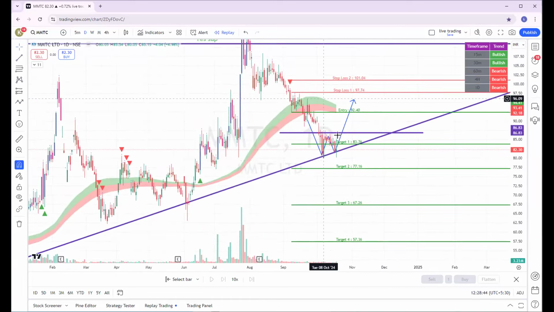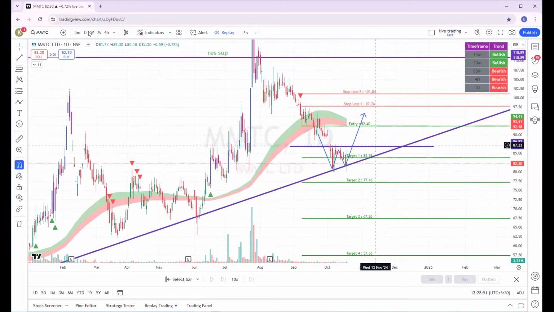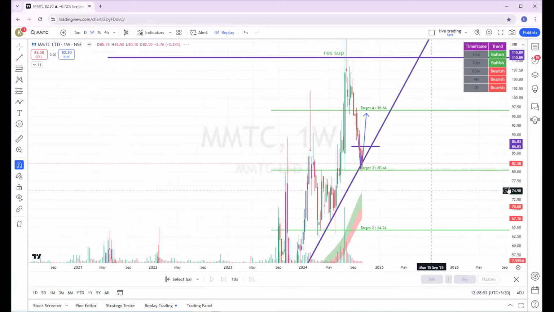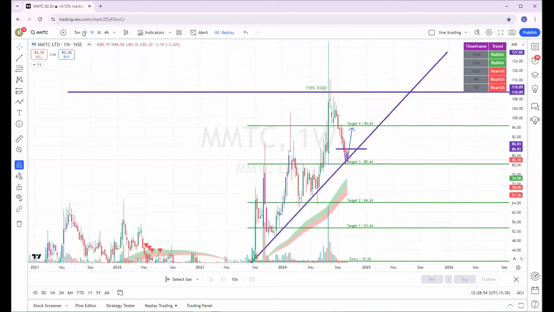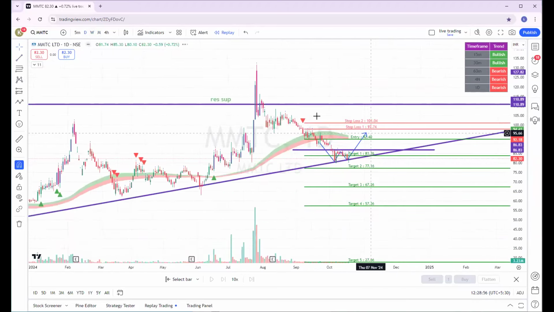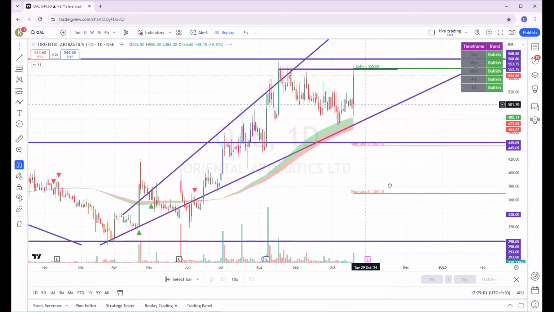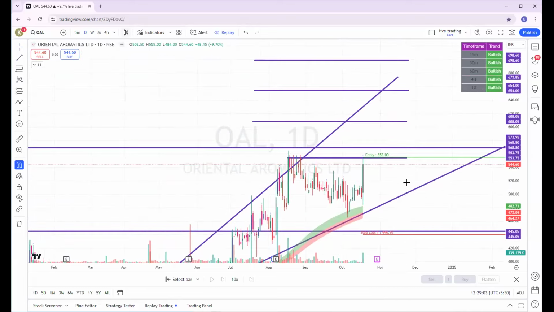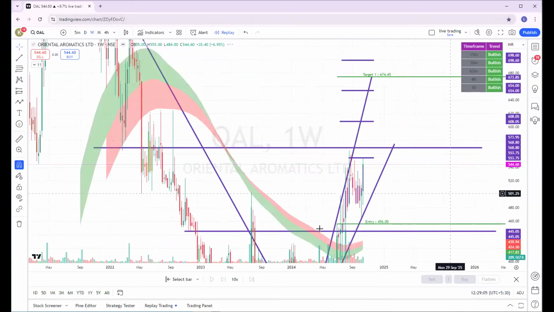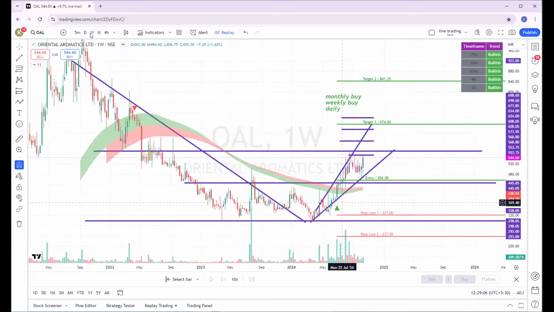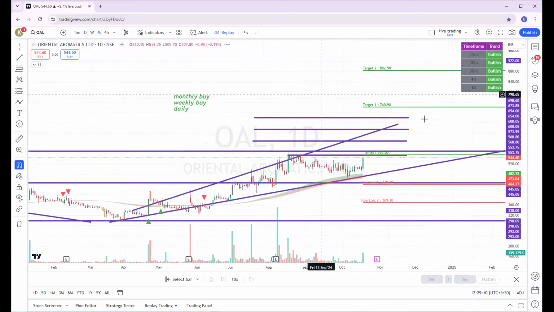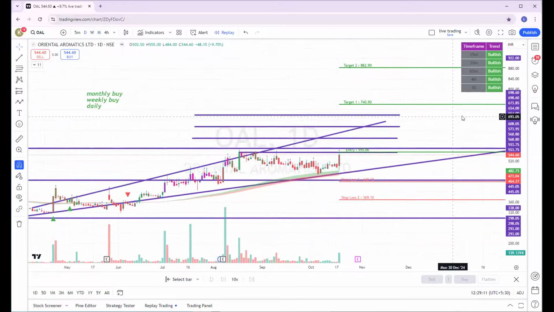But from a swing perspective, I would look for something which is giving me an entry and has better chances of moving up. I need all the three timeframes to be positive. Like OAL was positive even on the daily. Even though the cloud here is red, I would still consider the overall chart pattern rather than the trend. There is another. Let's see Nestle.